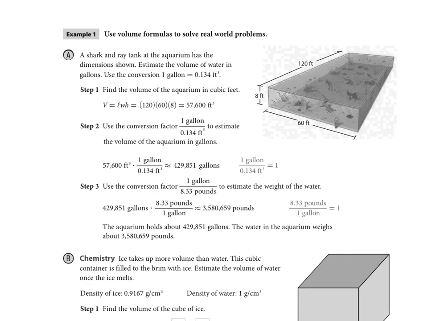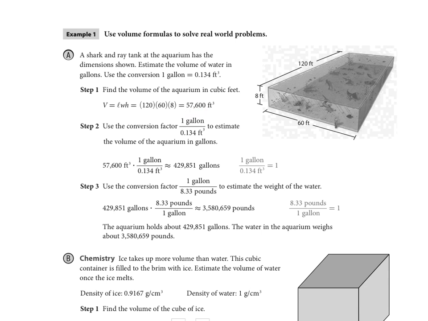On the next page, we just have some examples to talk through here. For example 1 part A, we have a shark and ray tank at the aquarium, and we have some dimensions given for it. What we're being asked to do is to estimate the volume of water here in gallons. All we're going to do is just multiply those three dimensions together. So we have length times width times height, 120 times 60 times 80, and we get 57,600 feet cubed.